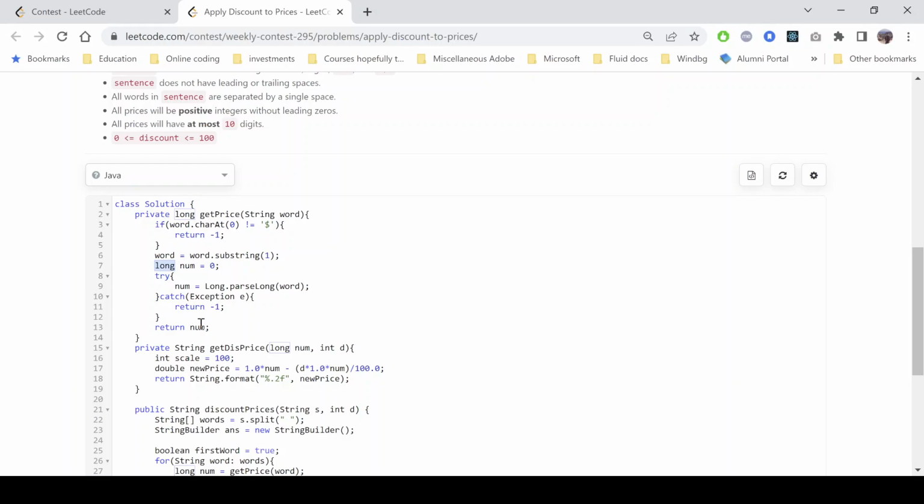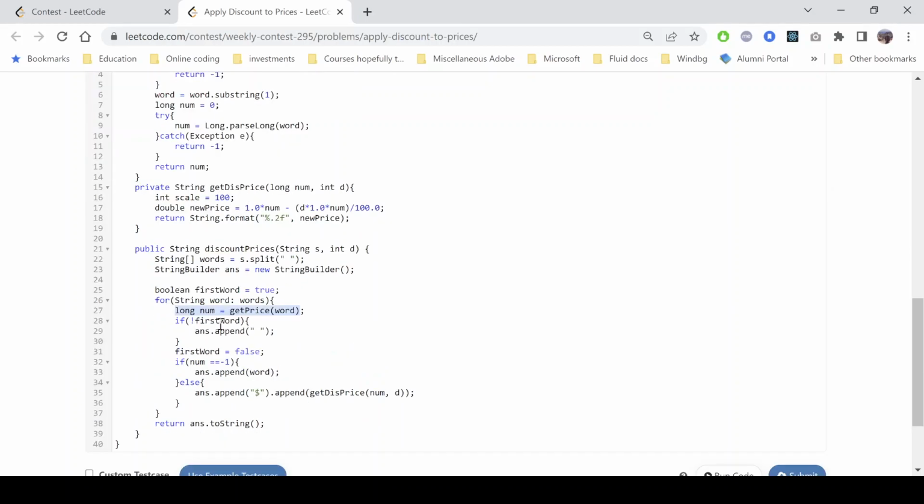So, finally, we come back here. We call this function, it is num. Again, if it is not the first word, then append a space, because we need spaces between different words, right? Except before the first word. And now if num equals -1, that means the given word is not a valid price, so we just append it as we get it. However, if it is a valid number, then we append a dollar here, and then we append the discounted price.